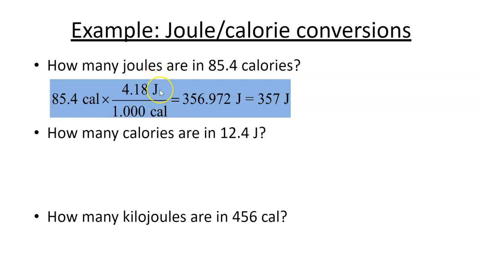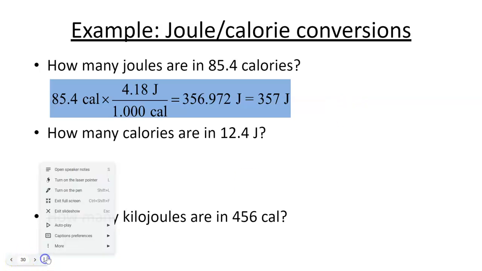We're going to go into this in a lot more detail in a later chapter. I just want to introduce it a little bit here. We'll see it a little bit in the lab. But 85.4 calories, so what we can do is multiply by, there's 4.18 joules in a calorie, so we multiply by that and then we get our answer and round to the correct number of sig figs.